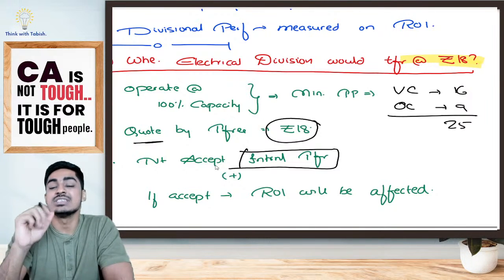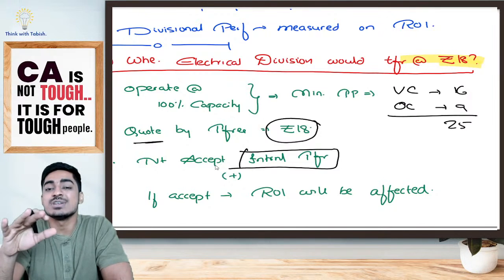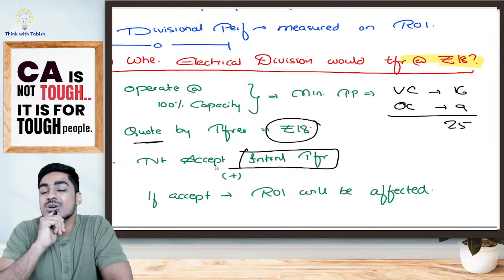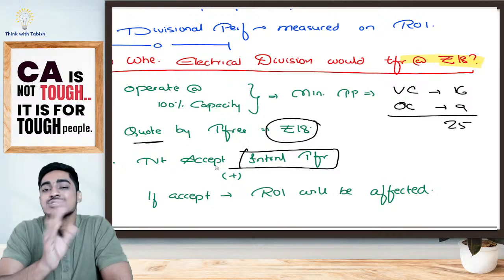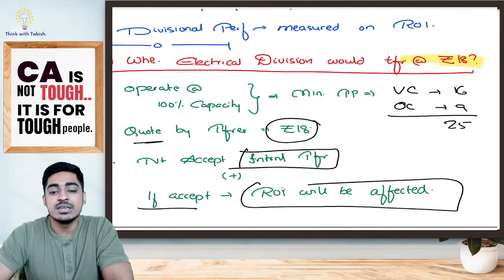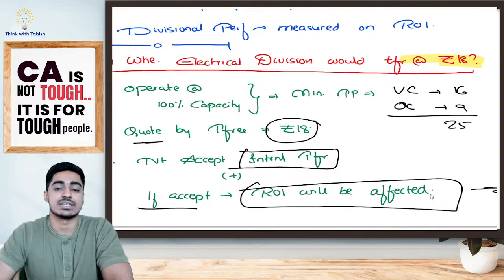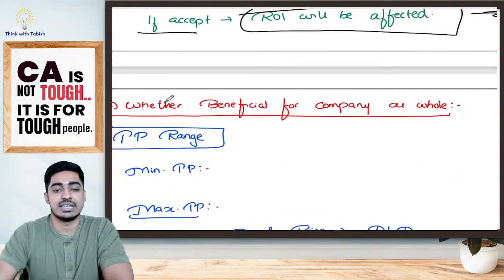But the issue is my performance evaluation is based on my return on investment. If I transfer it to you, my return on investment will go down. So I cannot do it. Kindly, sorry, bye bye. So if I accept, my ROI will be affected. So I will not transfer, is what the electrical division is telling.